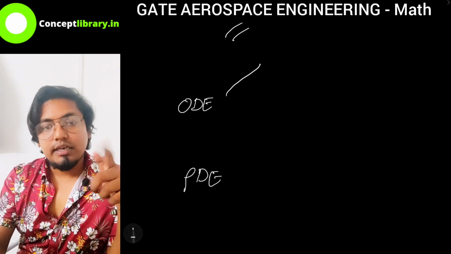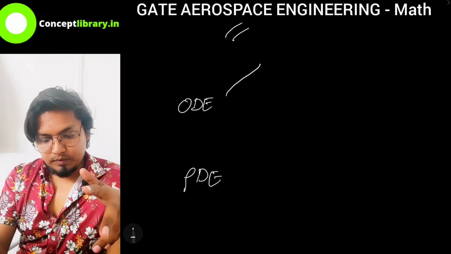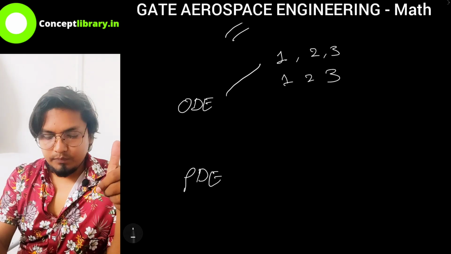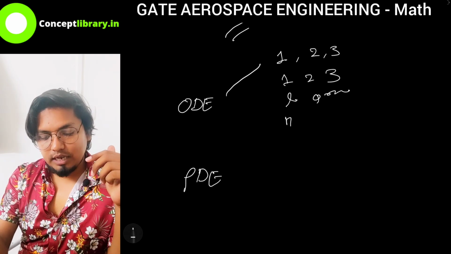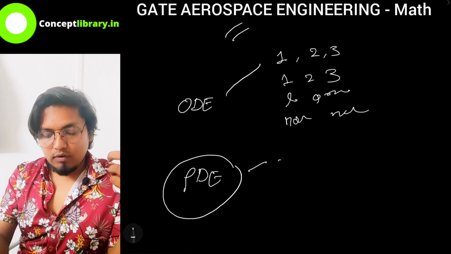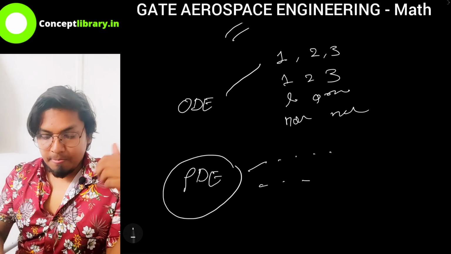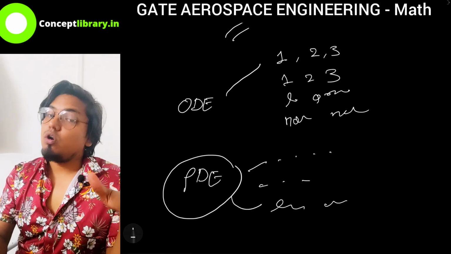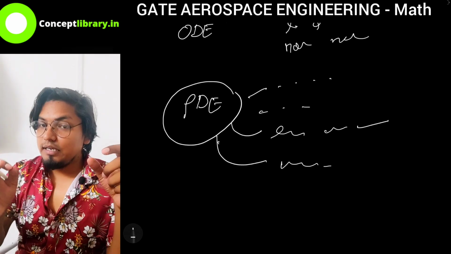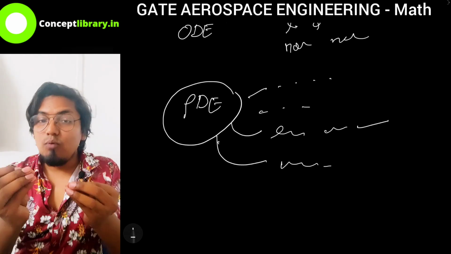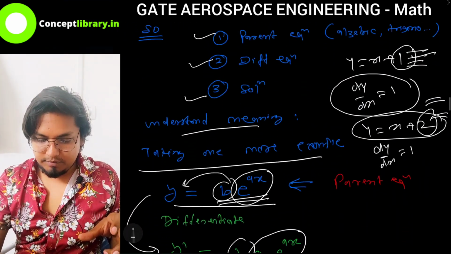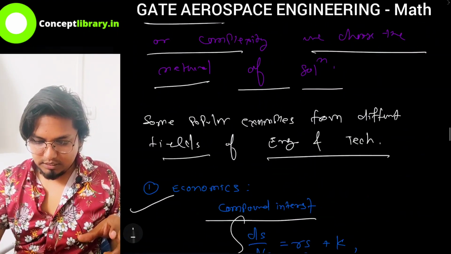Your ODE can be of first order, second order or third order, degree 1, 2, 3. It can be linear or non-linear, homogeneous or non-homogeneous. In the same way, your PDE can also have order 1, 2, 3, 4 and degree 1, 2, 3, 4, and can be linear or non-linear, homogeneous or non-homogeneous. But out of all these types, how much is there in our GATE syllabus? Our GATE syllabus is limited. I will show you the GATE syllabus here on my screen.